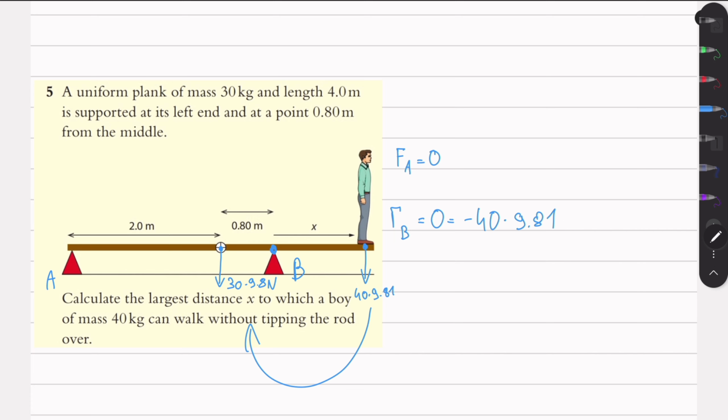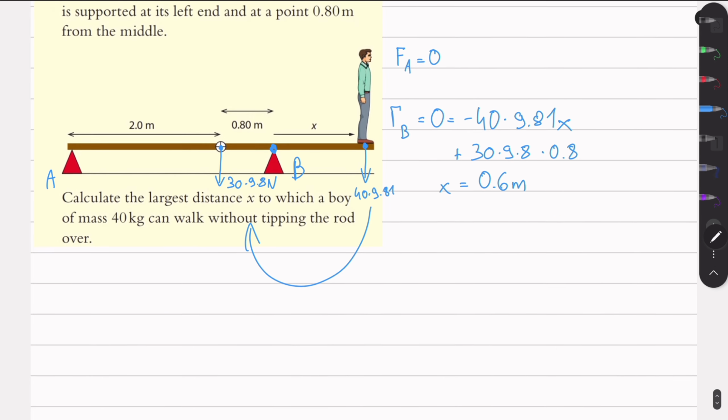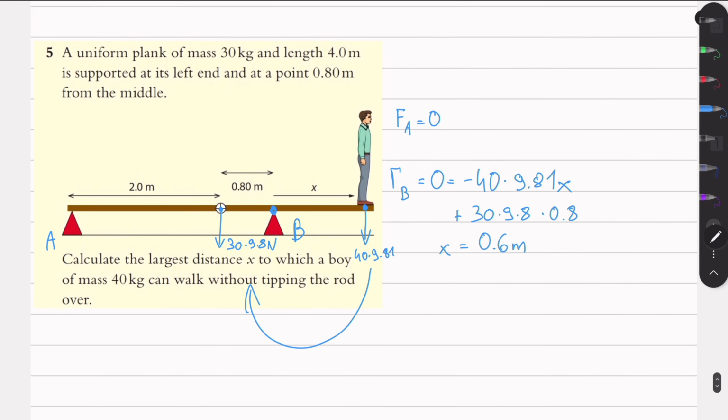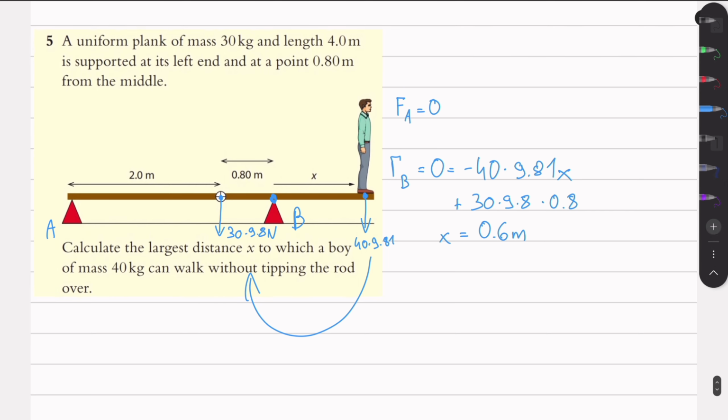And of course, we need to consider the distances as well. So here the distance is going to be x. So the arm of this force is going to be x. And to this we add 30 times 9.8 times 0.8. So now we just have this equation for x. We can rearrange this for x and we get 0.6 meters. So that is how you solve the last question. And in the following parts of this series, we will look at a couple more, perhaps more complicated questions from this topic.